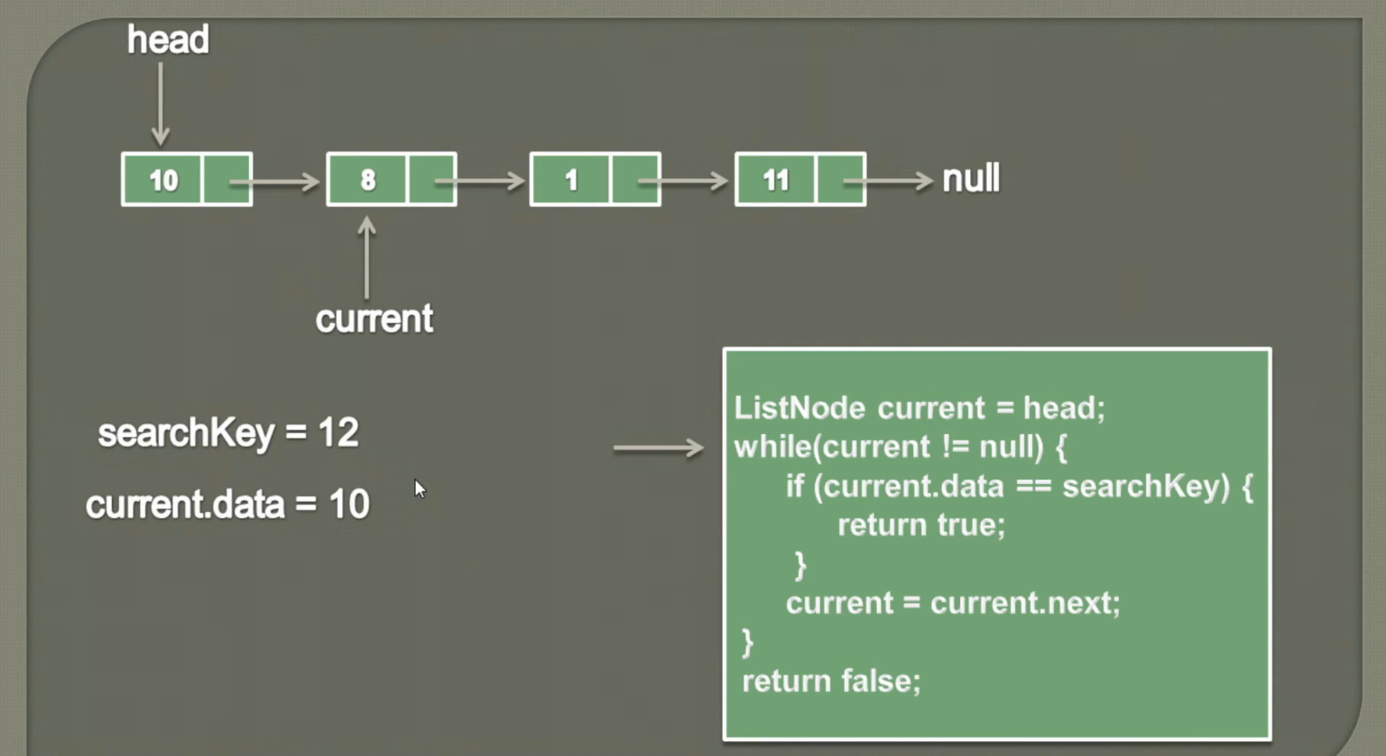We'll again check whether current is equal to null or not. So we see this current is not equal to null, so this while loop executes, and current dot data is also not equal to search key, so we'll just traverse the current to the third node.